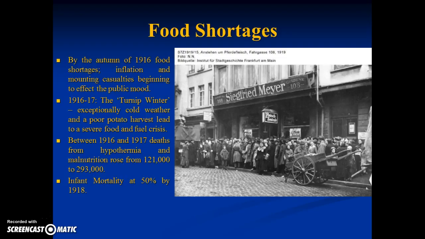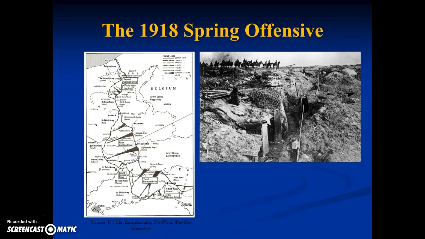There was the turnip winter, very cold weather, poor potato harvest, led to fuel crisis and severe food shortages, with a great deal of deaths from hypothermia and malnutrition. Infant mortality was up 50% by 1918.